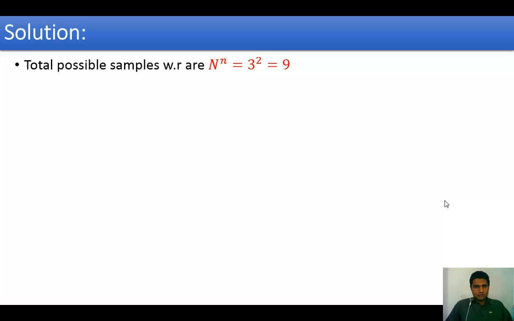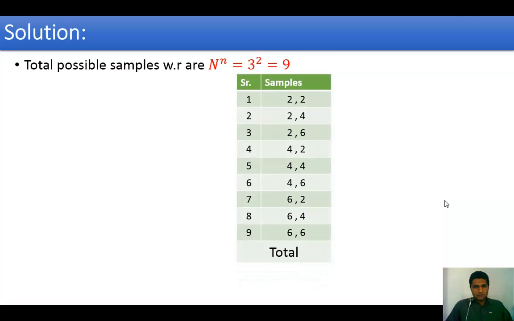Let's move on to the solution of this question. Because the sampling is with replacement here, the total possible samples that could be drawn from this population is capital N raised to the power small n. So there are 9 samples. Let's start with the samples. These are the possible samples: 2 with 2, 2 with 4, 2 with 6, and then 4 with 2, 4 and 4, 4 and 6, and then 6 with 2, 6 and 4, and 6 and 6.